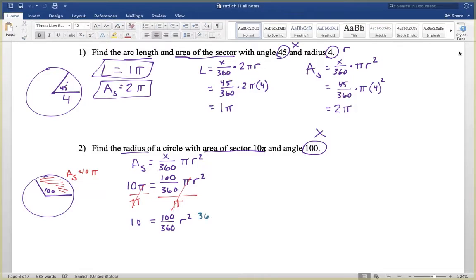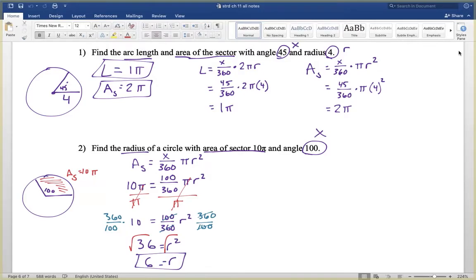I'm going to multiply both sides by the reciprocal of that fraction. I'm going to flip it upside down and multiply both sides by that, because in doing that, it's going to cancel off both parts of that fraction, and it's going to leave that r squared all by itself. Then in the calculator, I can type in 360 divided by 100 times 10, and I get an answer of 36. Now that is r squared, so if I want to know what r is, I need to take a square root, and I find that the radius of this circle is 6.